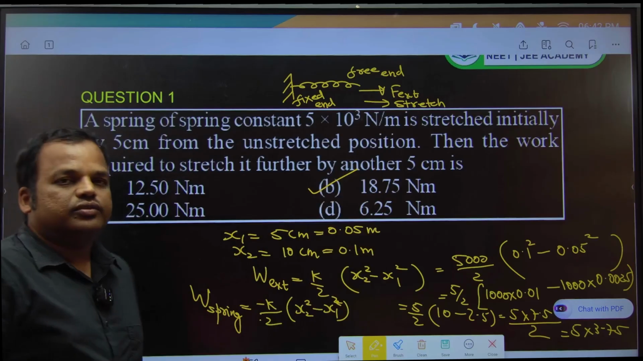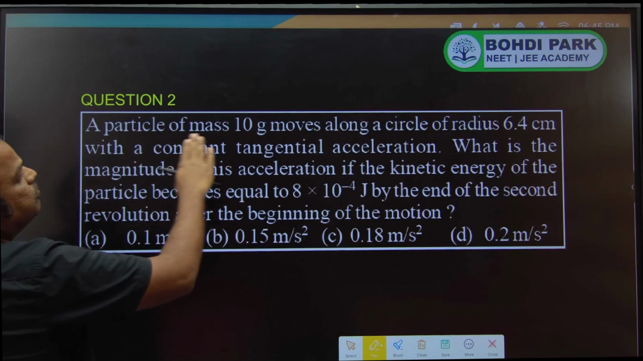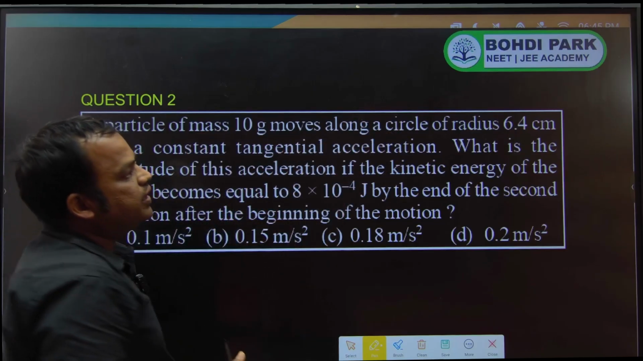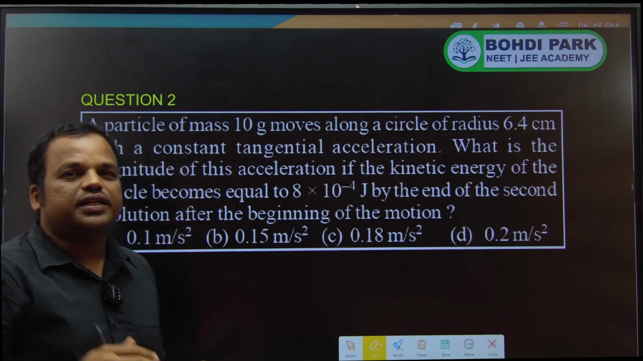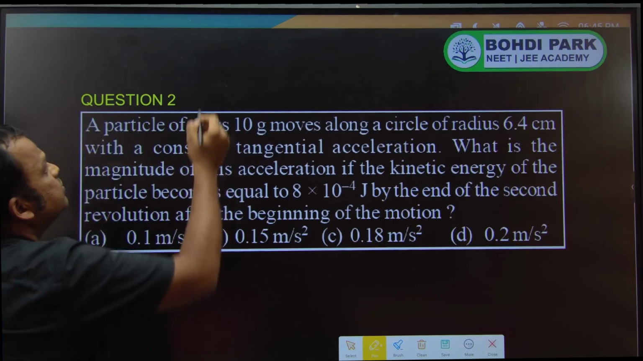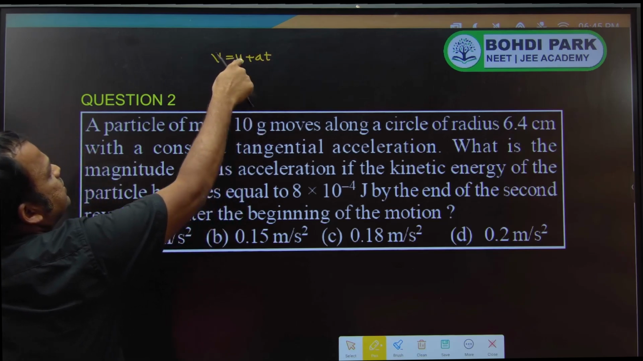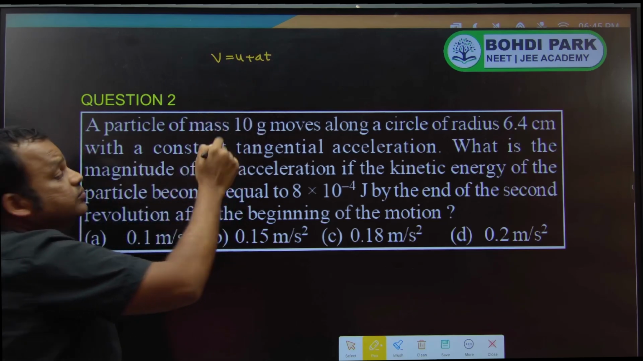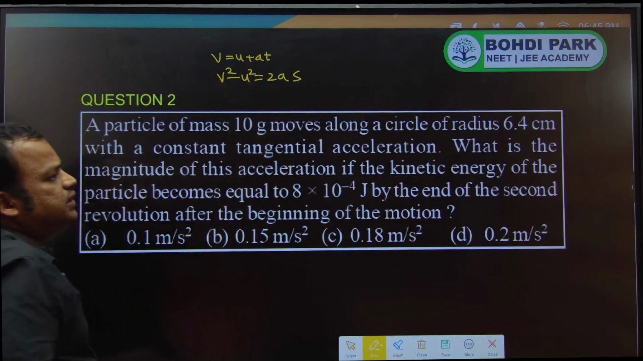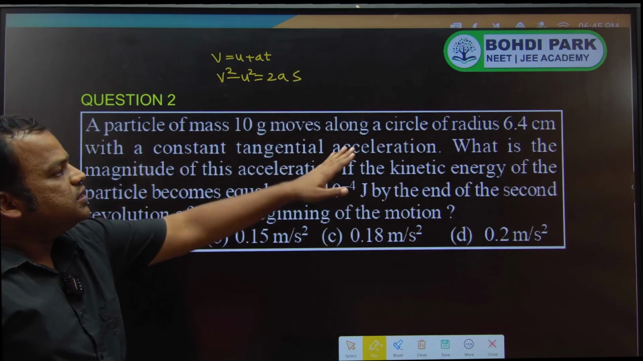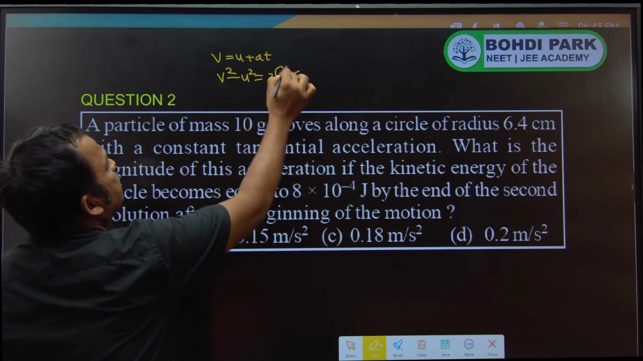Okay, next question. In this question, a particle of mass 10 gram moves along a circle of radius 6.4 centimeter with a constant tangential acceleration. Tangential acceleration is constant, so we can use these formulas: v is equal to u plus at, where v is the final speed and u is the initial speed, and v square minus u square is equal to 2as. What is the magnitude of this acceleration? That means we have to find the tangential acceleration.